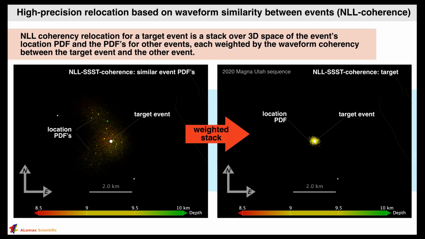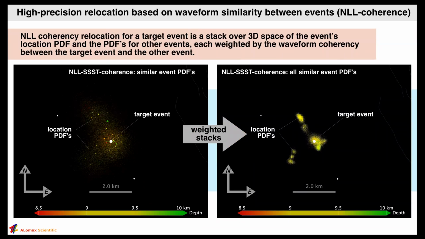And now I'll show, again, on the left, the original SSST absolute location PDFs for all the events. On the right, I show the resulting epicenters and PDFs for all of the events after coherence location, all of the events of this small family that have high coherence with our target event. So you can see greatly increased clustering and reduced uncertainty relative to the initial absolute locations, and also perhaps some lineations and features in the seismicity.